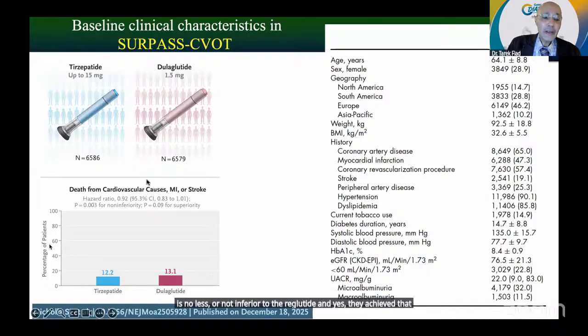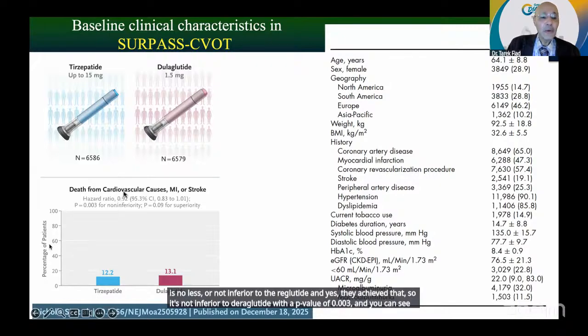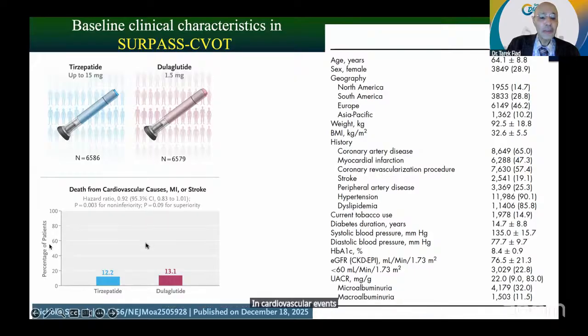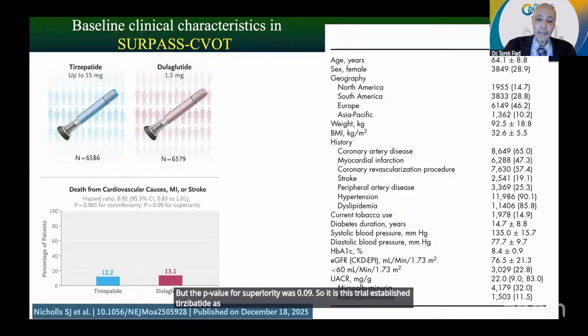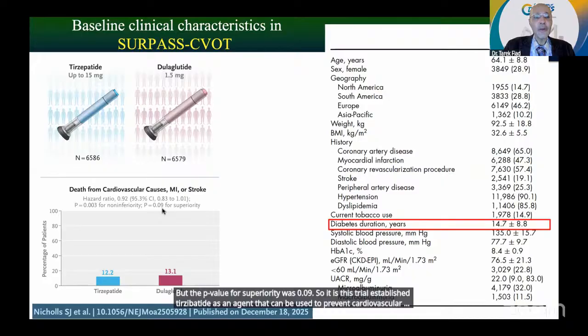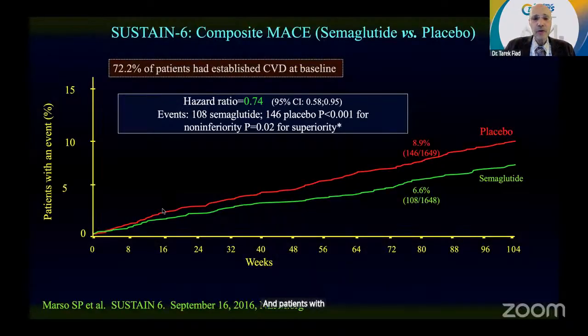So it's non-inferior to dulaglutide with a p-value of 0.003. And you can see very clearly that there was an 8% relative risk reduction in cardiovascular events with tirzepatide, but the p-value for superiority was 0.09. So this trial established tirzepatide as an agent that can be used to prevent cardiovascular disease in high-risk patients with diabetes.